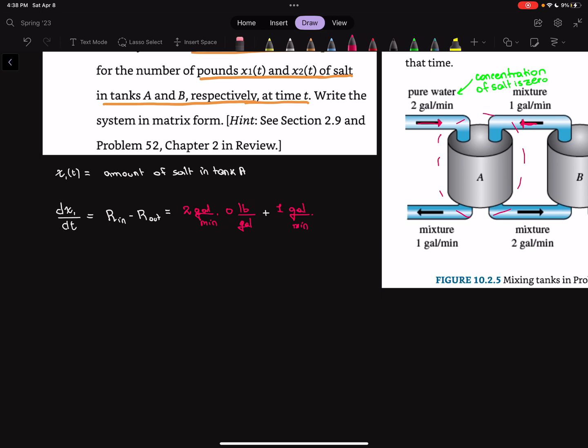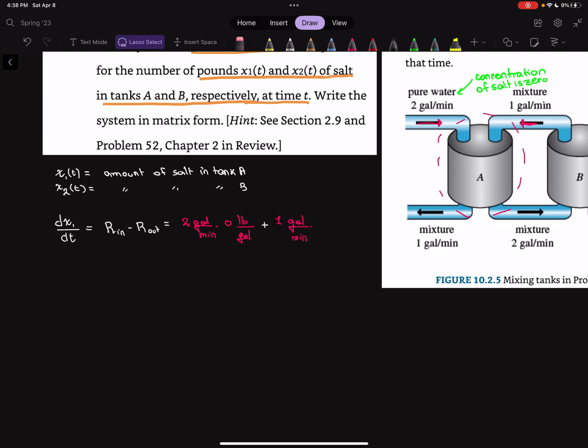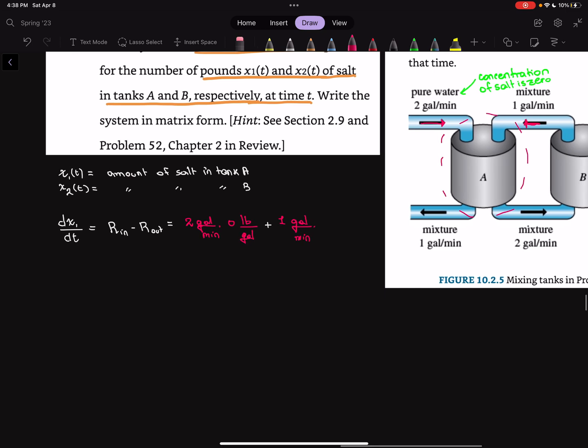Well, it's going to be the concentration in B. I don't know what the concentration in B is, but let's say that x sub 2 of t is equal to the amount of salt in tank B. These little lines that I put mean read same as above. So this, I can move it a little bit closer down. And then I have, well, I don't know what the concentration from B is, but I can say that it's x sub 2, whatever that will be at that time.